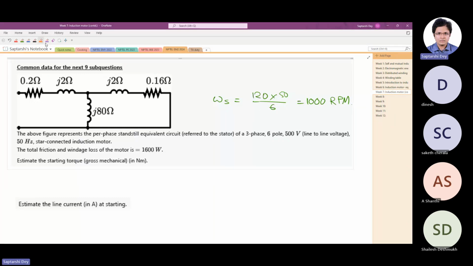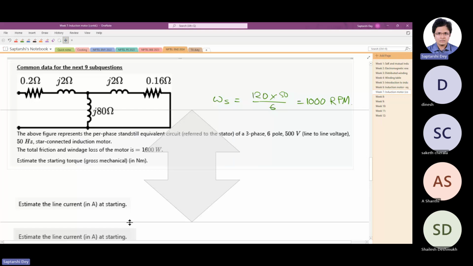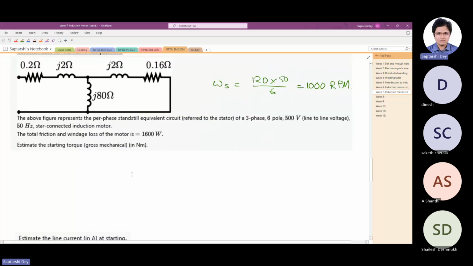Okay, so starting torque means the machine is still at standstill. So basically what you have to do is solve this circuit. Some voltage is here, some voltage is here, and then solve the circuit to find out how much current is flowing to the rotor circuit. So the per phase impedance is stator impedance, which is in series with the magnetizing branch and rotor impedance.